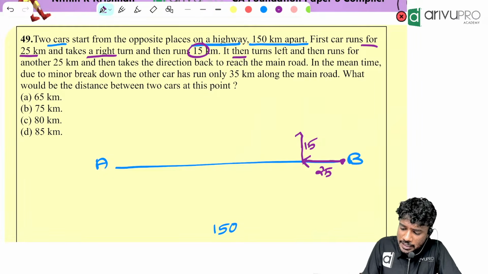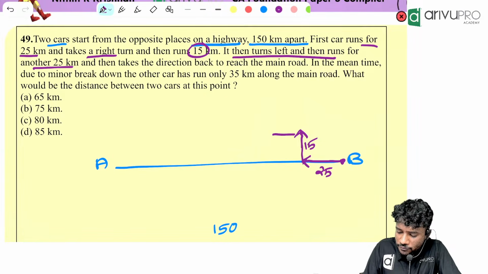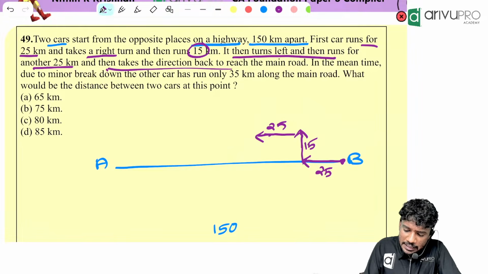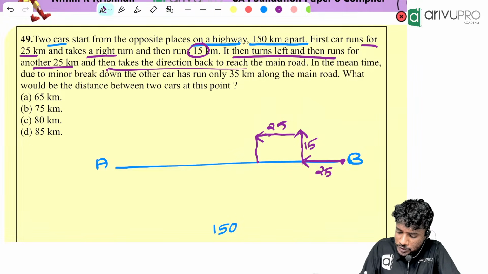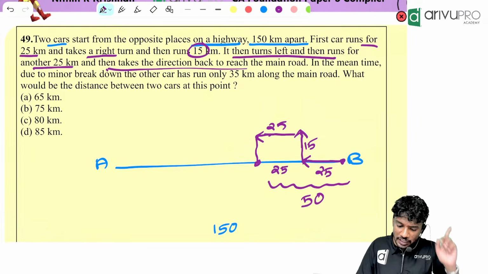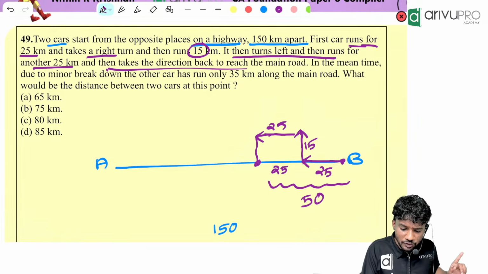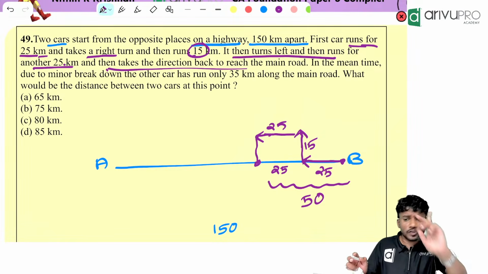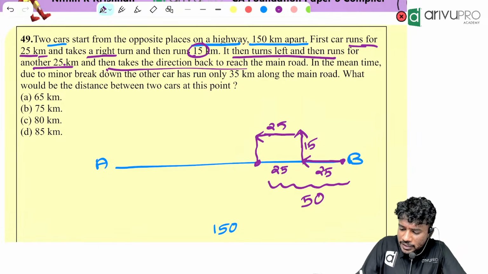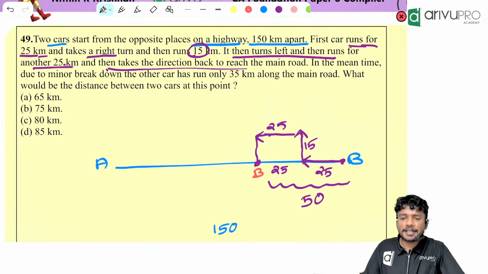Then what happened? Then take a left turn and runs 25. Left of north is what? West. How many kilometers? Again 25. Then it takes the way back to the main road. So he came currently over here. Now tell me again, what is the distance, people? Distance traveled by B is how much? Can I say it is 50 kilometers? Correct? 25 for the initial, then right 15, then finally again 25. So the total is 50. B is currently over here.